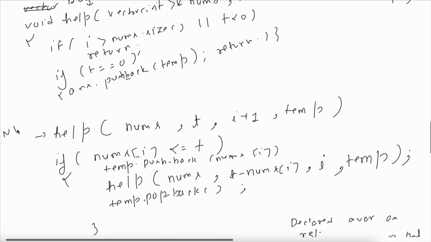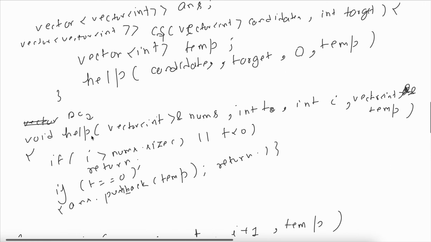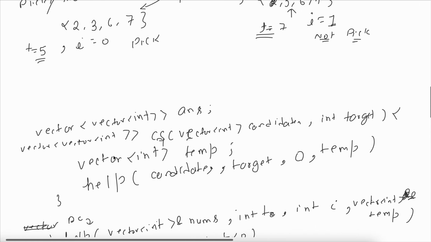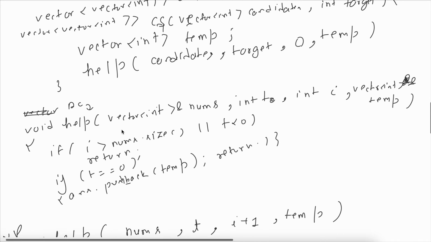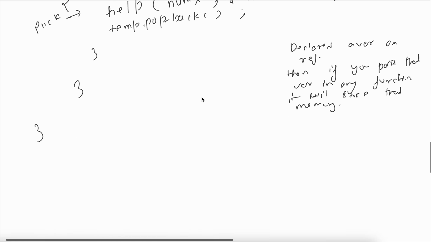So this is not pick, and here we have picked. This is basically the pick and not pick concept. This is our helper, our recursive function, and this is the recursive call. Now here we can return answer. Okay, so this solves our problem.